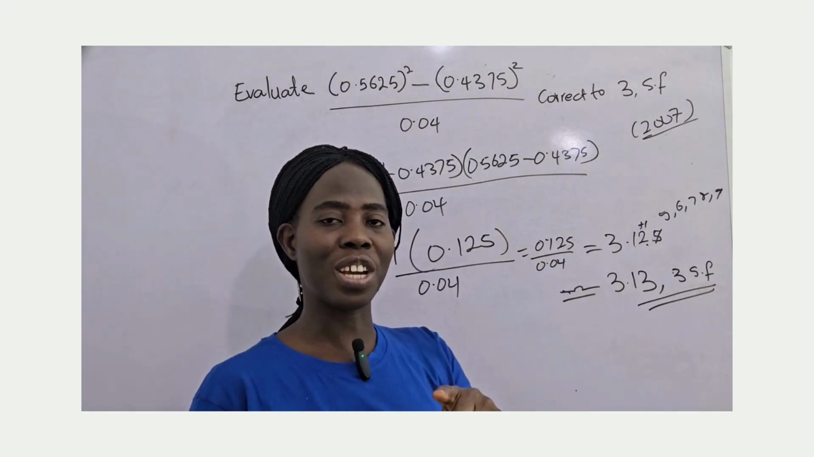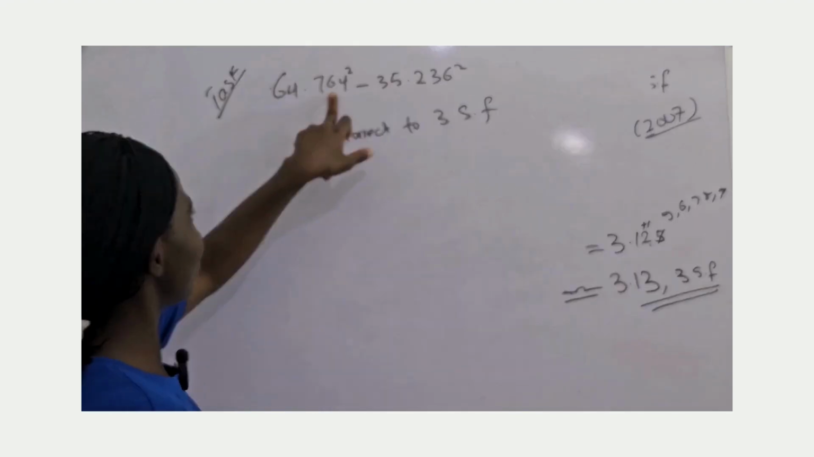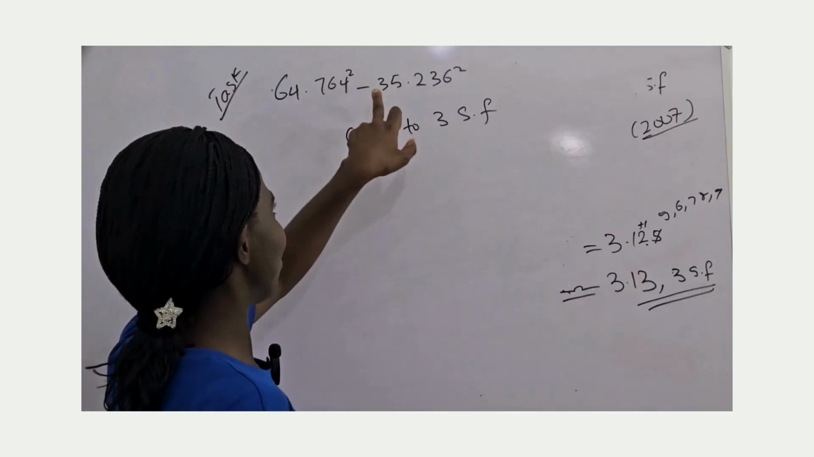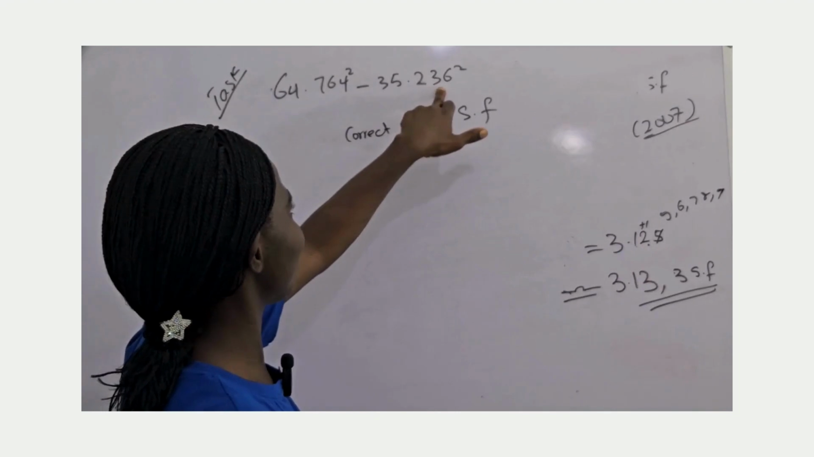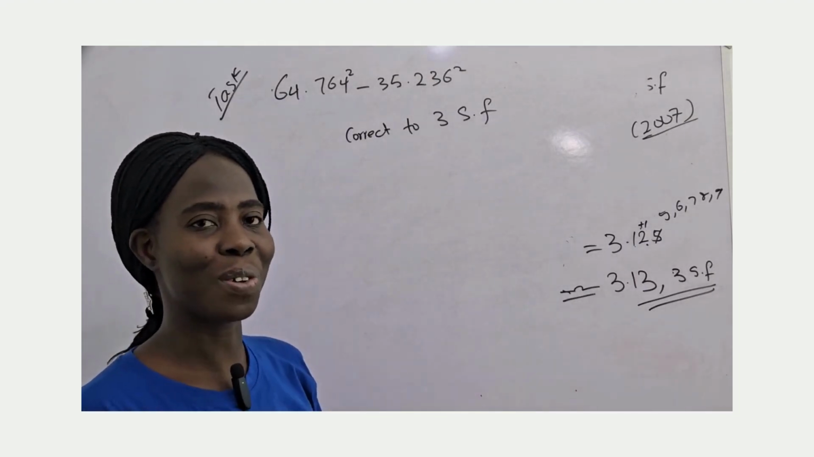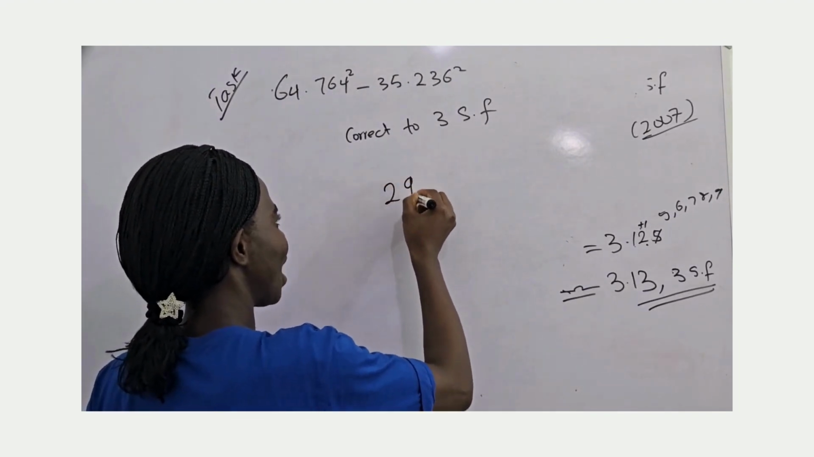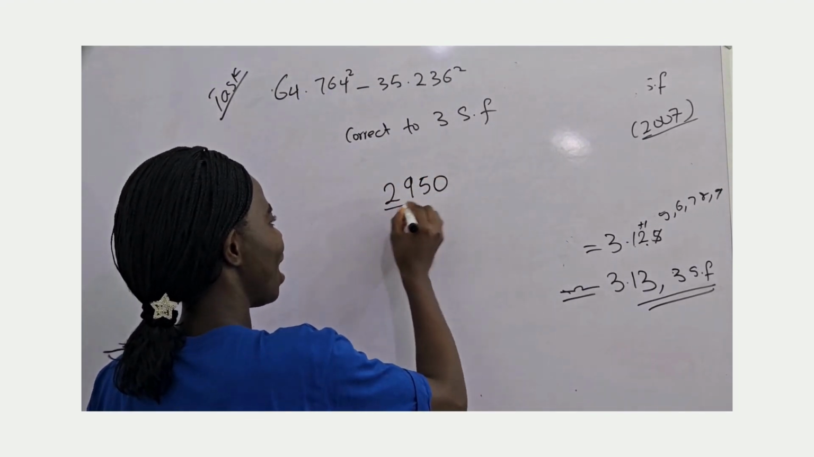So as usual, let me give you the task. The task: 64.764 squared minus 35.236 squared, and correct your answer to 3 significant figures. If you work this carefully, you should arrive at 2,950 as your answer in three significant figures.